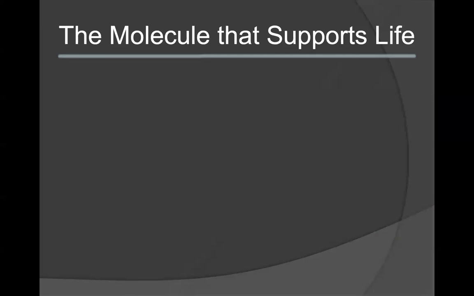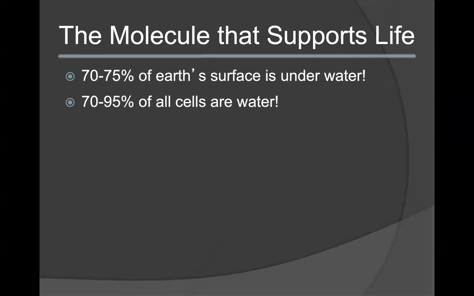Water is a molecule that fully supports life. If you take a look at how much of the Earth's surface is covered in water, it comprises 70 to 75% of the entire Earth's surface. If you take a look at the water composition of the cell, 70 to 95%, depending on the cell type, is comprised of water molecules. So water is very important for life on Earth at both the cellular and organismal level.